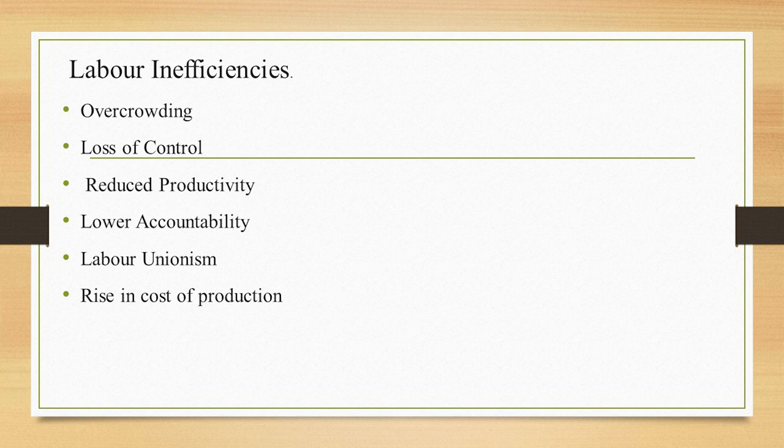Like overcrowding. When there are so many people, then everybody can shirk the work and believe that somebody else will do it. But why will somebody else do it? Why not you? But then there is a tendency to shift it to others. Loss of control takes place. The management cannot take control of the labor because their number is larger. So some supervisor is taking care of, and that supervisor also gets lax with the larger numbers. Similarly, reduced productivity starts coming up. Accountability becomes less and less.